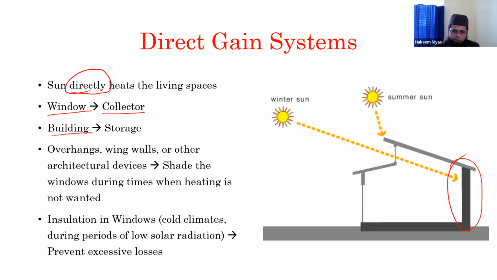We can use a shade, some overhang, or some cloth to avoid heat loss in the night. At night we want to retain the heat, so we can have an insulative cloth near the window, so that we are able to retain the heat.